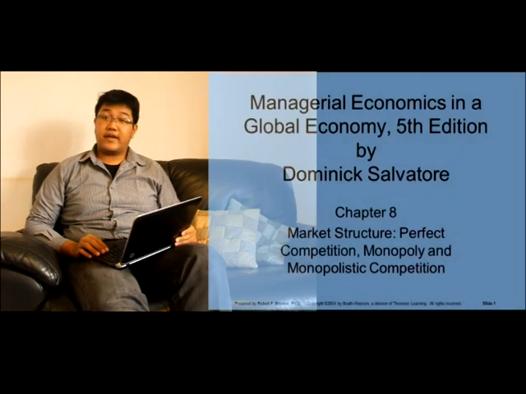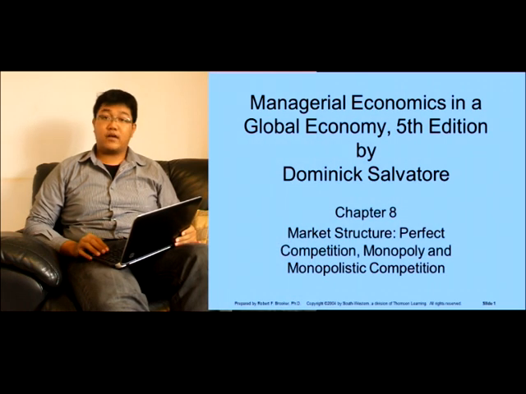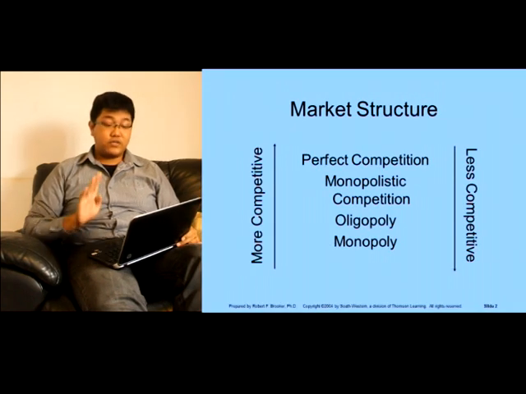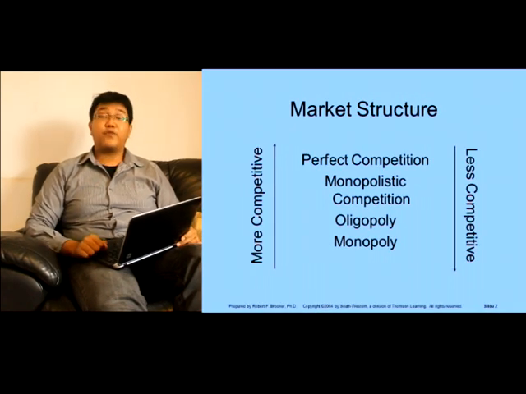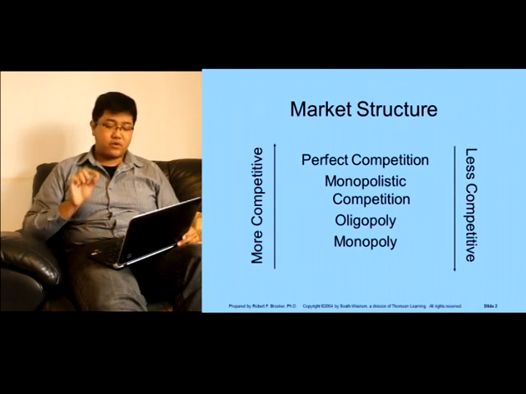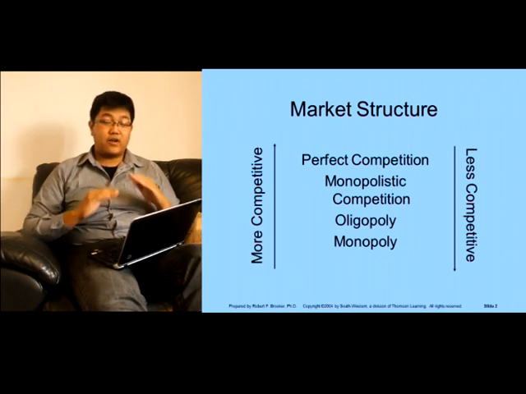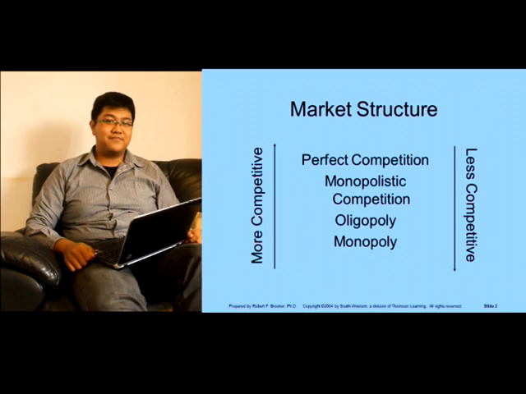I will explain Chapter 8 in Managerial Economics and Global Economy by Dominic Salvatore: Market Structure, Perfect Competition, Monopoly, and Monopolistic Competition. There are 4 types of market structure: perfect competition, monopolistic competition, oligopoly, and monopoly. Perfect competition is the most competitive, and monopoly is the least competitive. Monopolistic competition and oligopoly are in between.